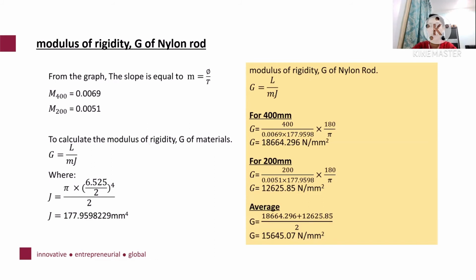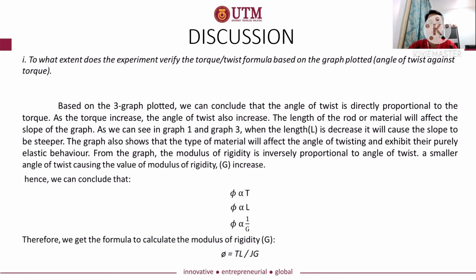So the average value for both lengths is 15645.07 Newton. For the discussion, the first one: to what extent does the experiment verify the torque or twist formula based on the graph plotted? So, angle of twist against torque.